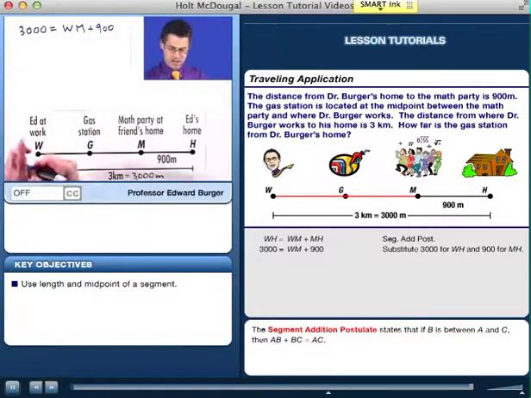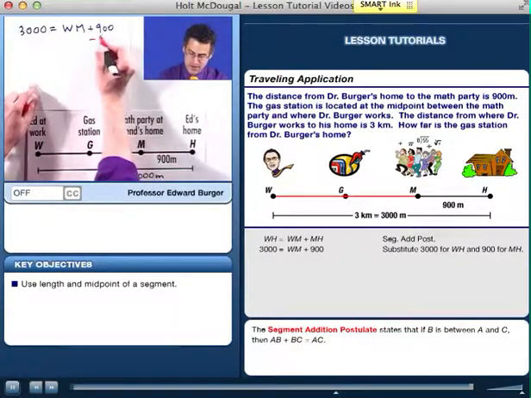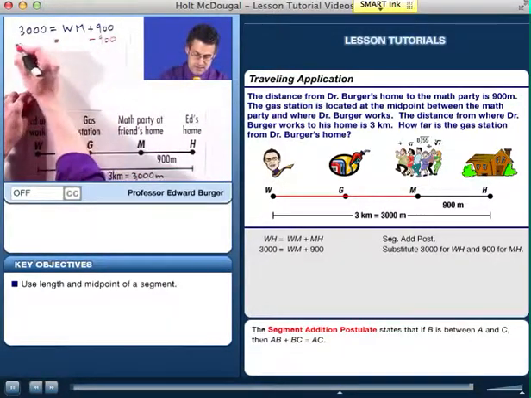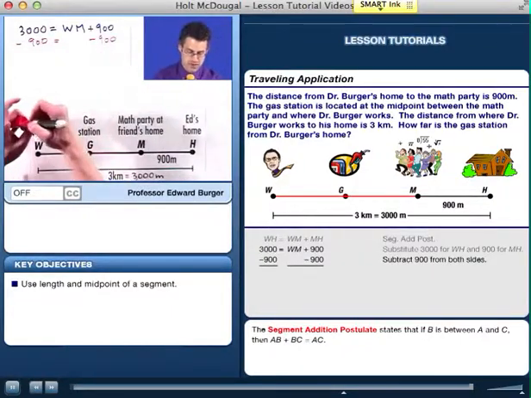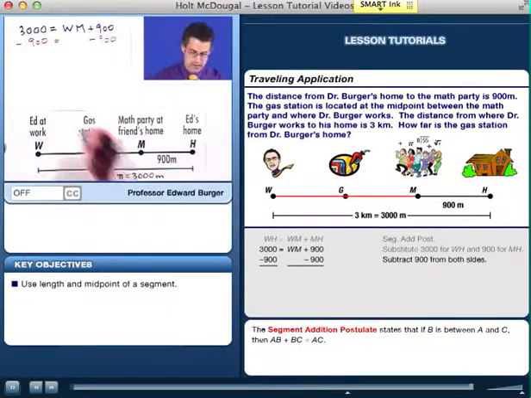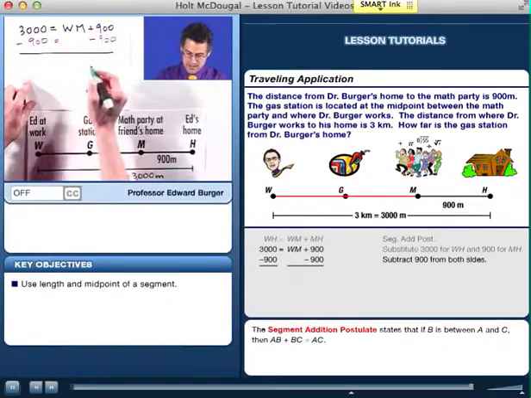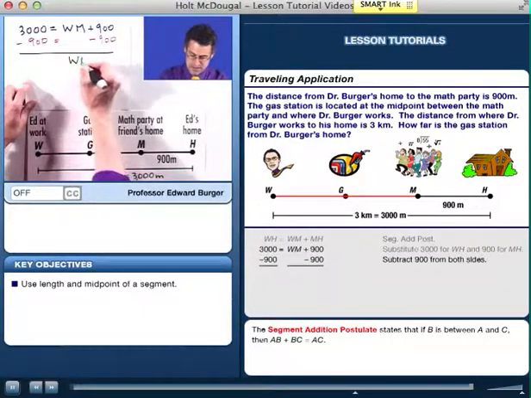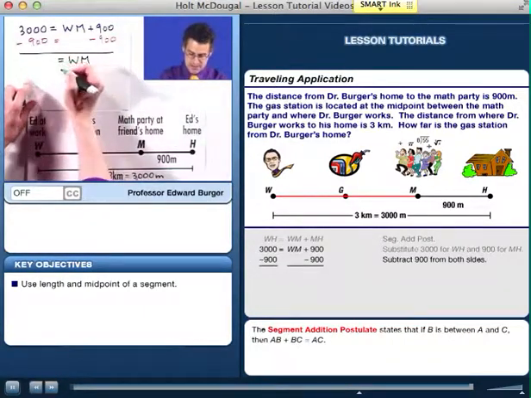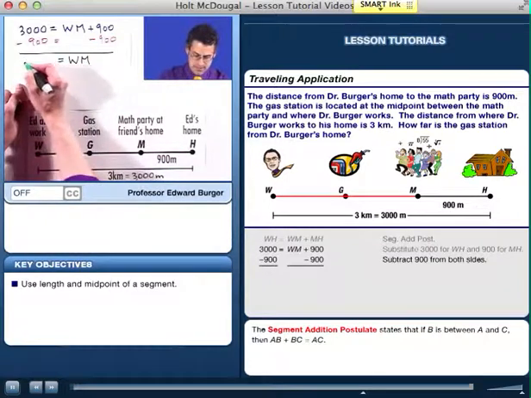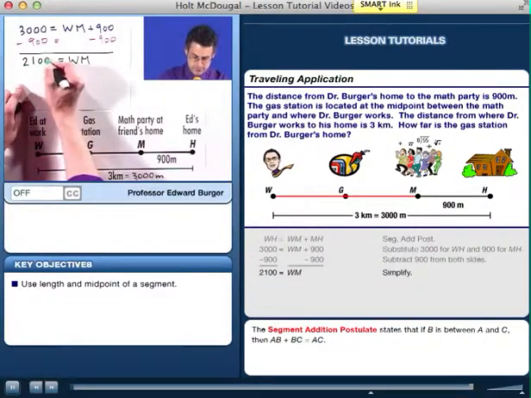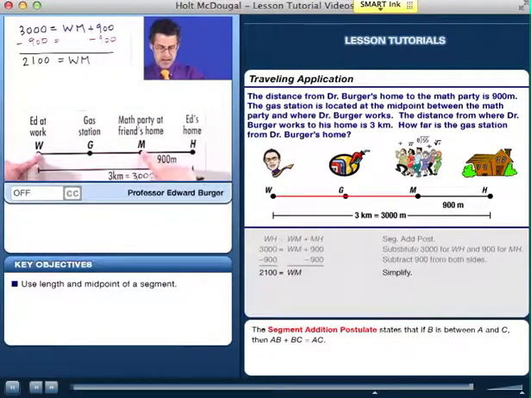Well, now I can actually solve for WM by subtracting 900 on both sides of this equation. And what I see here is, well, on this side I just get WM. These drop out, add to give 0. And here I see simply 2,100. So this length right here is 2,100 meters.